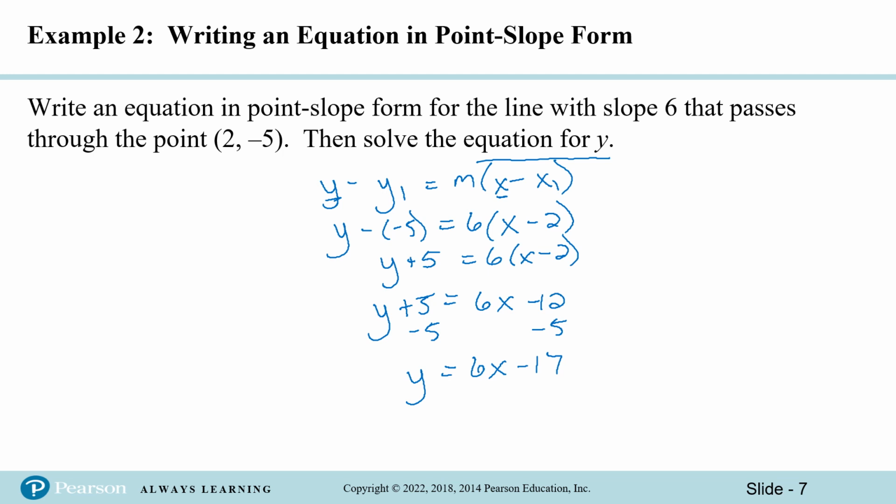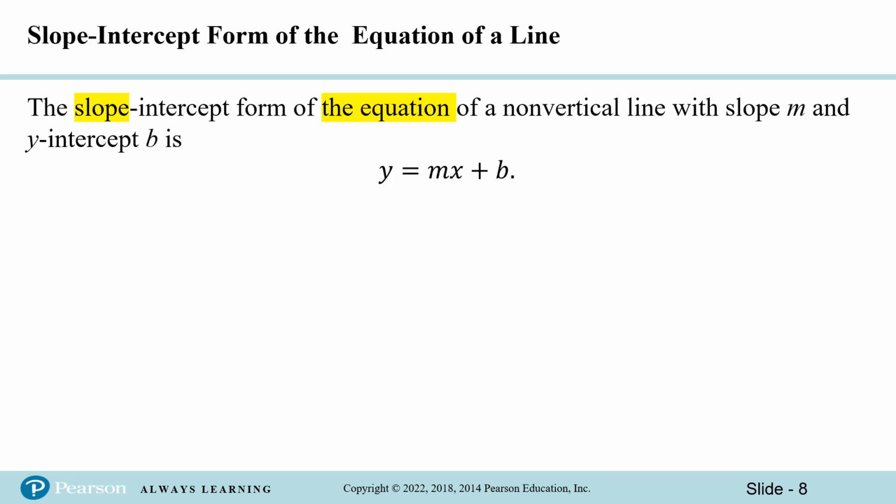Now this form may actually look familiar to you. We haven't talked about it yet. This is slope-intercept form. Slope-intercept form of an equation: y equals mx plus b. The number in front of x is the slope. b is the y value of the y-intercept.